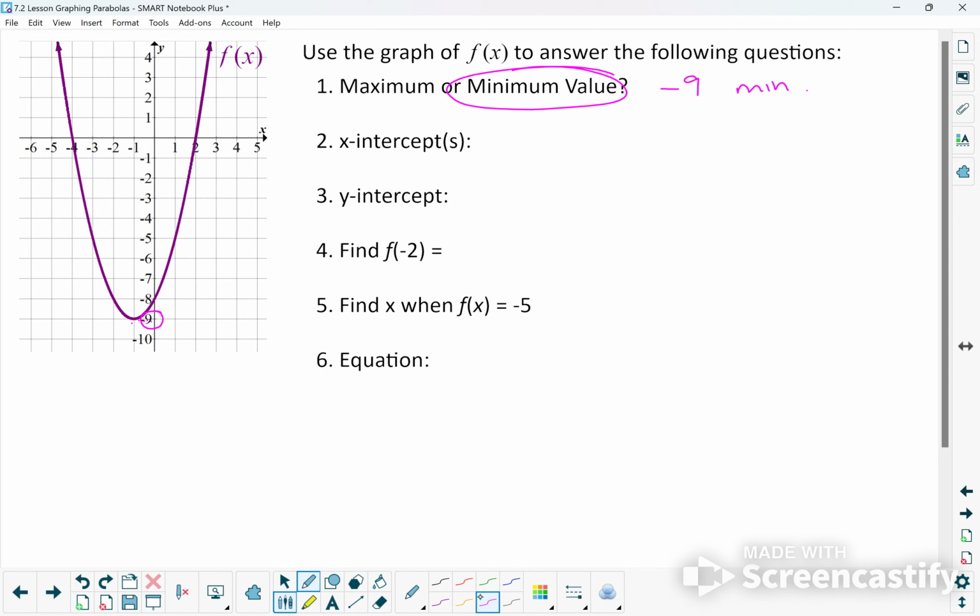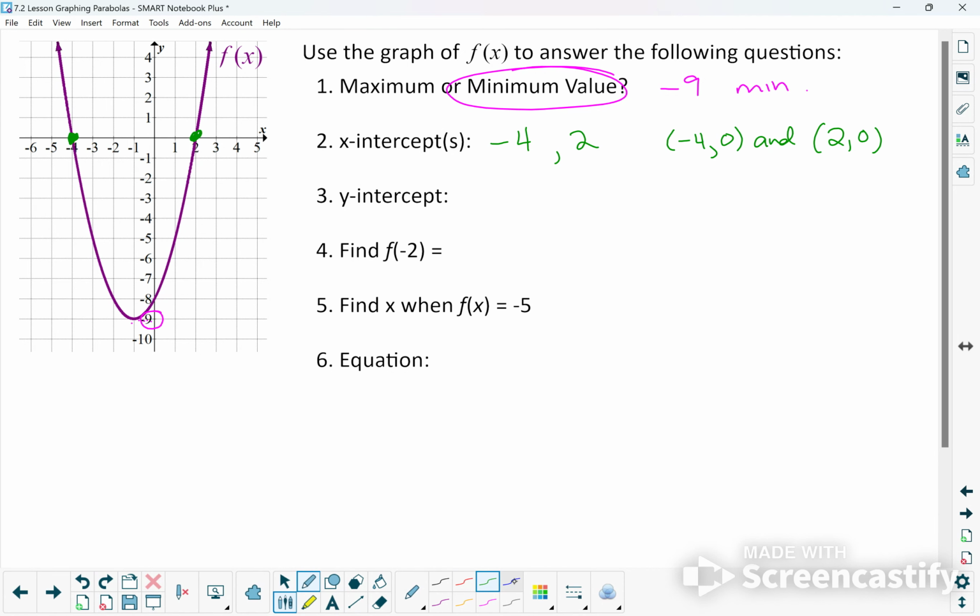The next question asks us for the x-intercepts. So remember that x-intercepts are where the function crosses the x-axis. So in this case, we have 2 x-intercepts. The x-intercepts are -4 and 2. Sometimes people like to write these in point form. If you do, they would look like this.